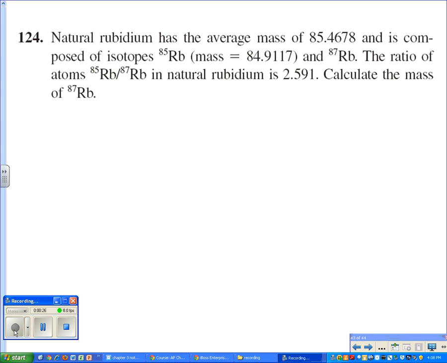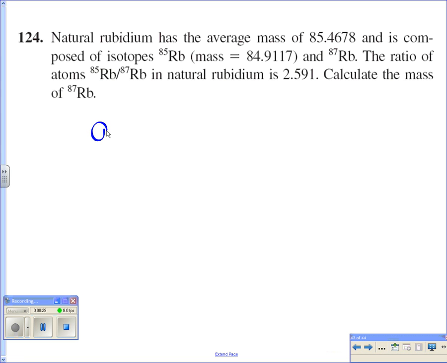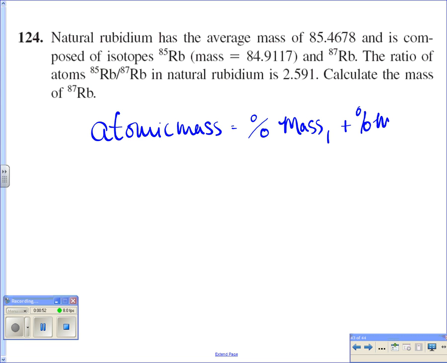We're going to start with the formula that we know: the atomic mass, or the average, is equal to the percent abundance, so the percent of the isotope, times its mass. So for the mass of isotope 1, plus the percent abundance and the mass of isotope 2, and so on. If you have several isotopes, you would just add them together. Always start with the formulas you know, so we're plugging in what we know in this problem.